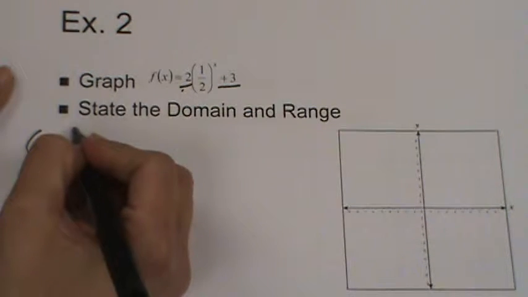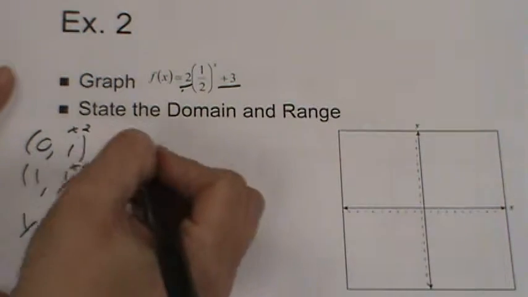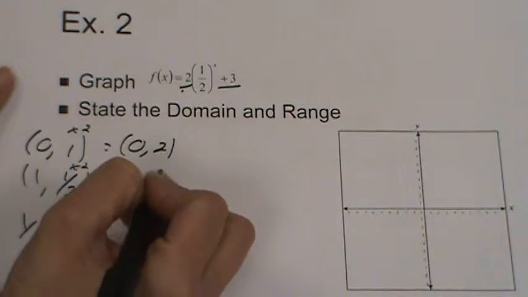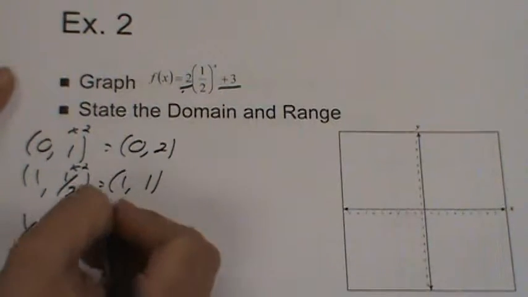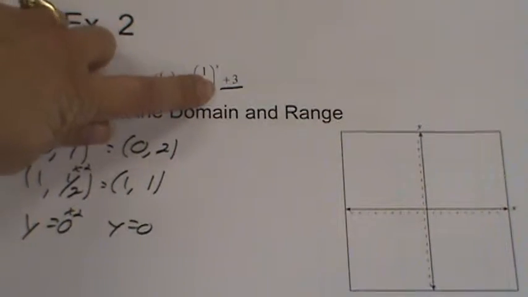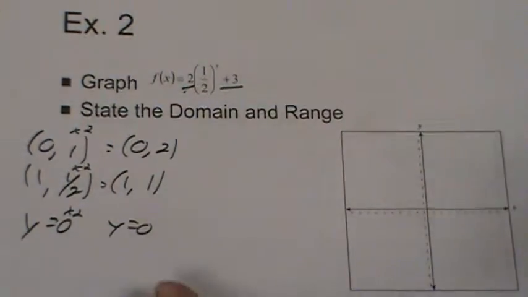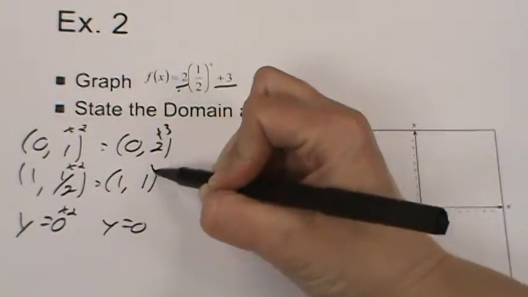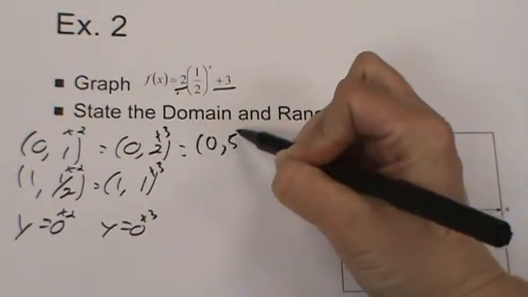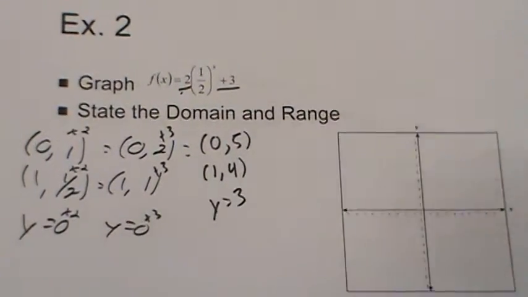When you multiply, you're always going to multiply to the y. So you multiply each of these by 2, and we get the coordinates 0, 2, 1, 1, because 2 times 1/2, and 2 times 0 is always going to be 0. Now remember this plus 3 on the outside is our up and down. Up and down always affects the y, so we're going to add that 3 to the y. So it gives us now the coordinates 0, 5, 1, 4, and then an asymptote of y equals 3.